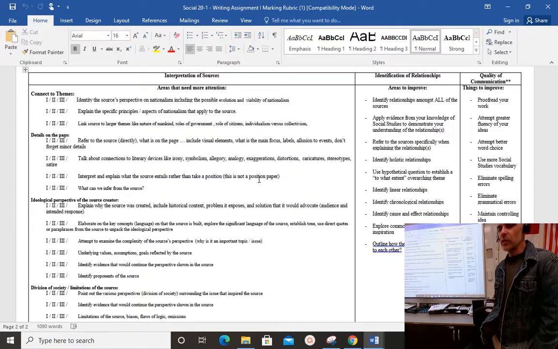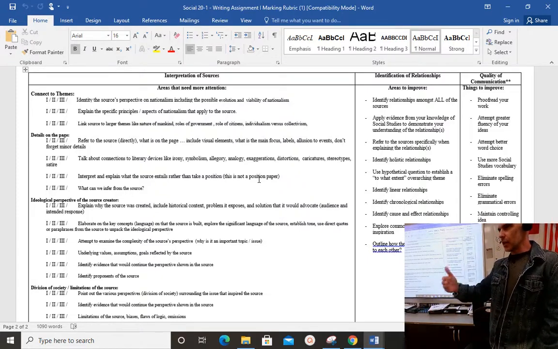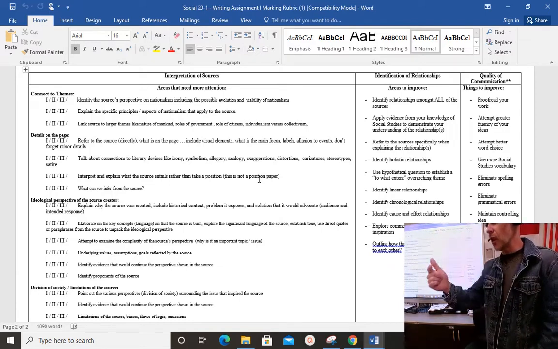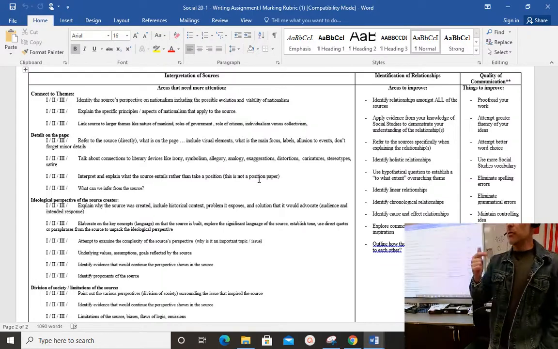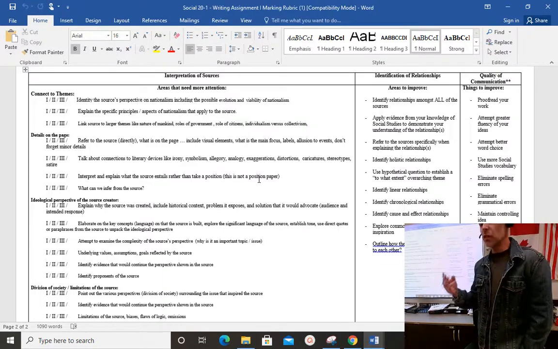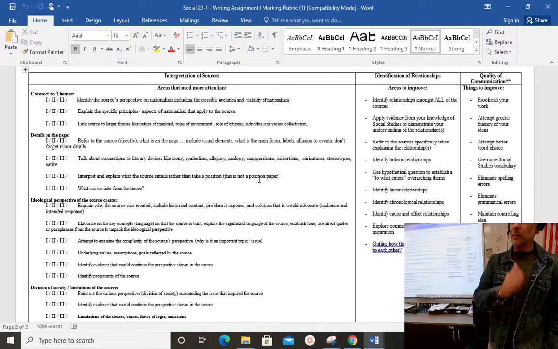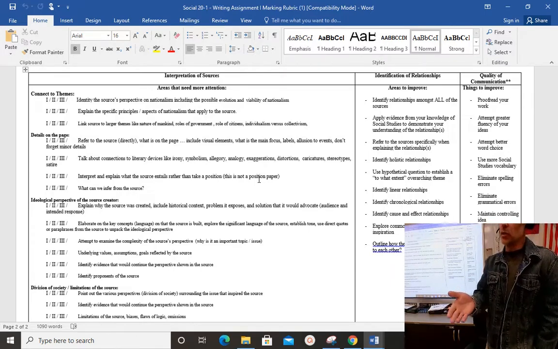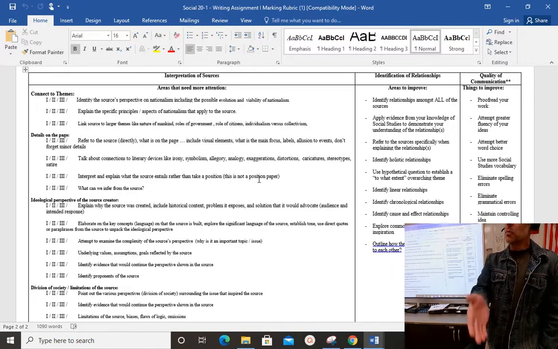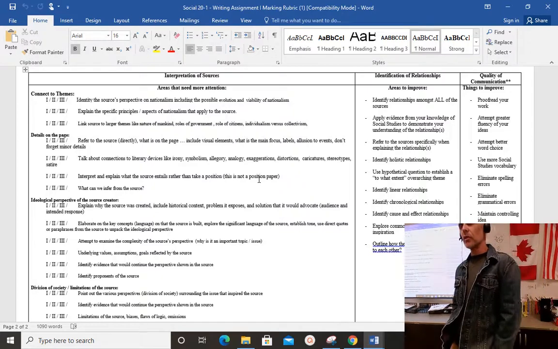And finally, we have the division of society. How is the source limited? Who within society would argue that there's a bias, a flaw of logic, some false assumptions or values that we shouldn't be embracing? What are the limitations of the source? What did it omit? What evidence would opponents of the source use to show that the perspective that is highlighted within the source is incorrect? These are all steps to do in the interpretation of source paragraphs.